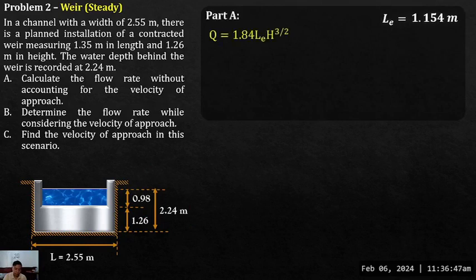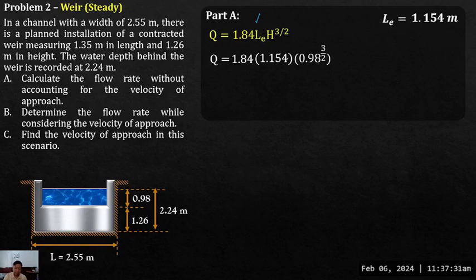So, recall natin yung formula, yung tanong walang binigay na C coefficient or weir factor. So, yung gagamitin natin is yung formula ni Francis, 1.84 L H to the 3/2. So, since contraction to, yung length natin, pinalitan lang natin ng LE. Okay po? So, substitute natin, that's Q equals 1.84 times yung effective length natin na nakuha kanina, that's 1.154, and then yung head natin, that is 0.98. Okay po? So, magkakaroon tayo ngayon ng value ng Q.